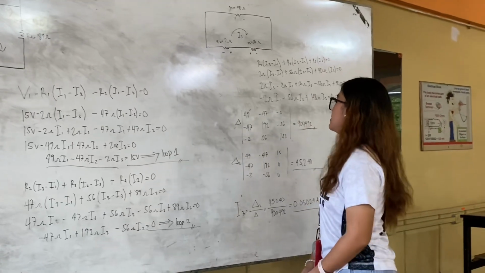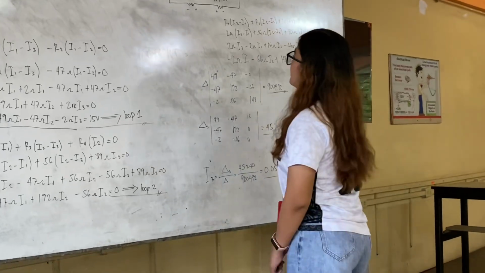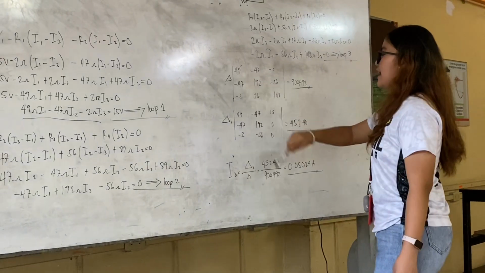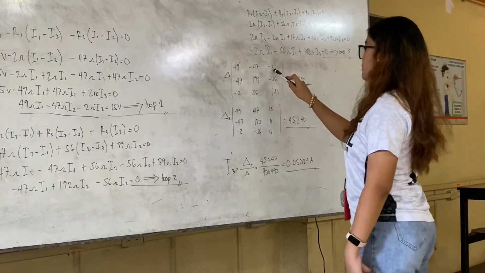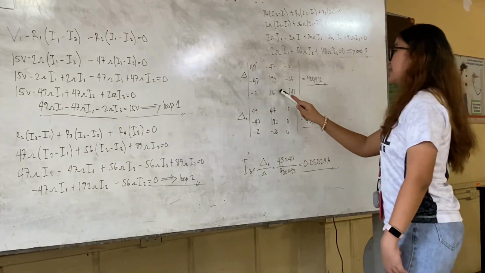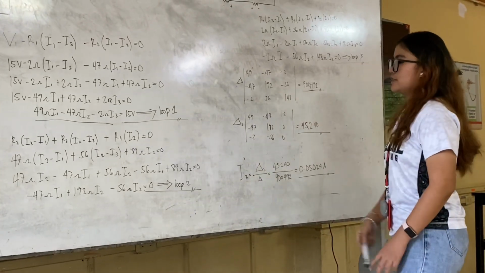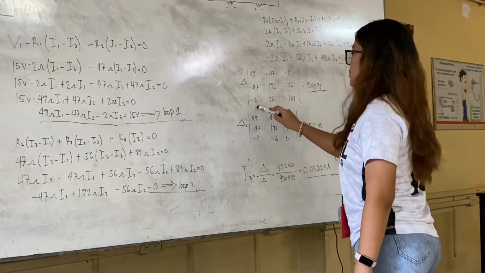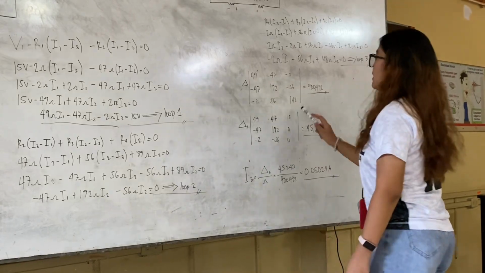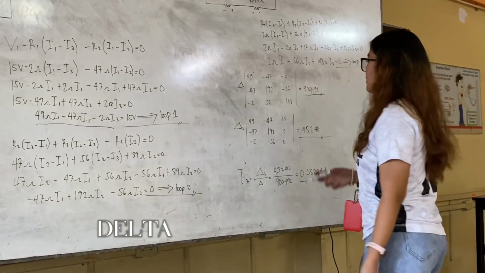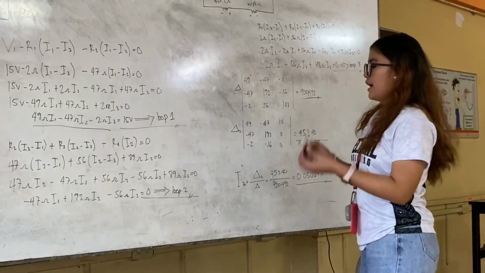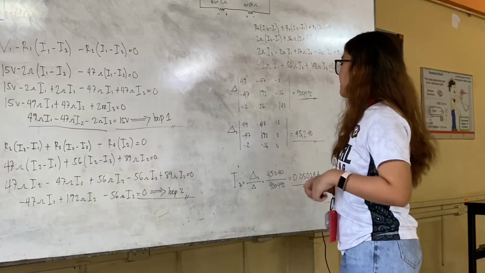To get the delta, we're going to use the matrix method. So we're going to input loop 1, loop 2, and loop 3. So 49, negative 47, and negative 2 from loop 1, and negative 47, positive 192, negative 56 in loop 2, and negative 2, positive 56, and positive 148 in loop 3. So that would be equal to 900,492.